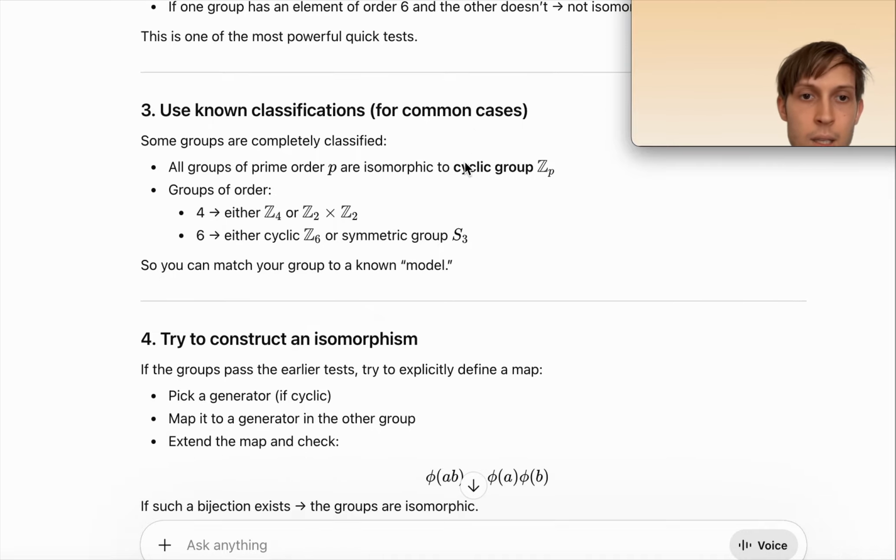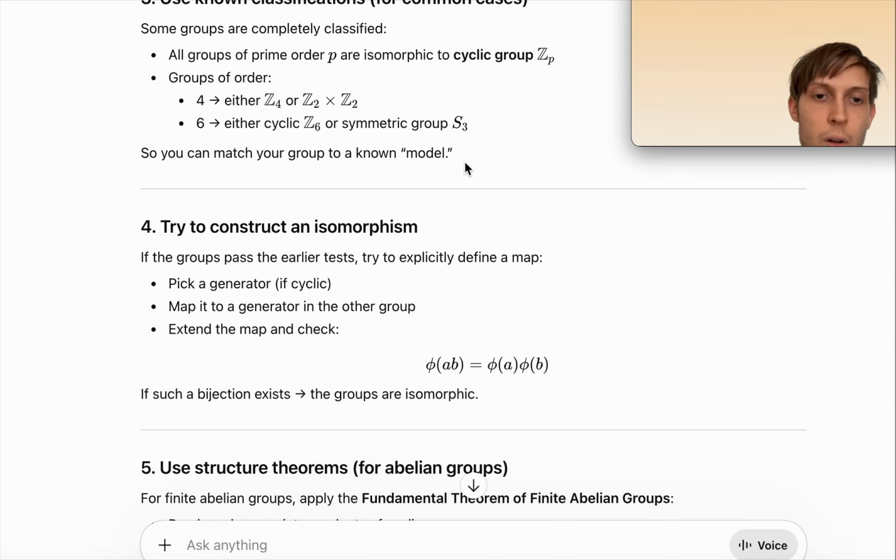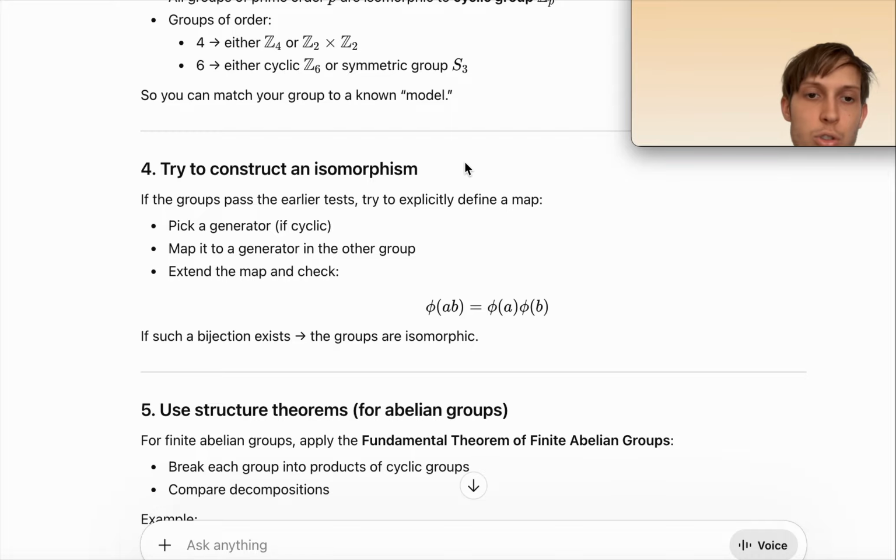And some groups are completely classified. All groups of prime order are isomorphic to the cyclic group of prime order. All right, fair enough. And then groups of order 4 are either Z sub 4 or Z2 direct product with Z2. And groups of order 6 are either cyclic Z sub 6 or the symmetric group S3. So we should match it to what they call a known model. And then we can try to construct an isomorphism.